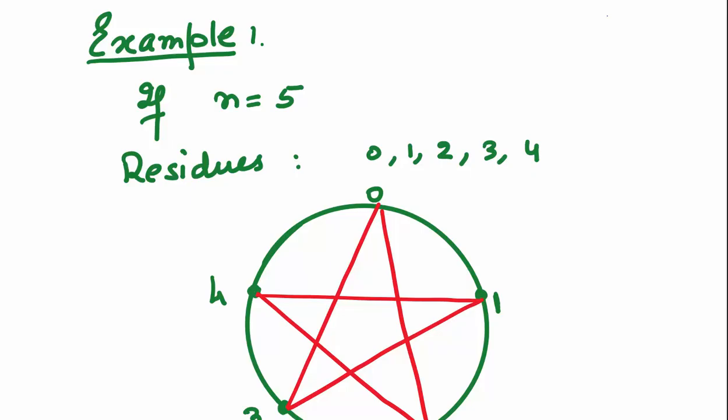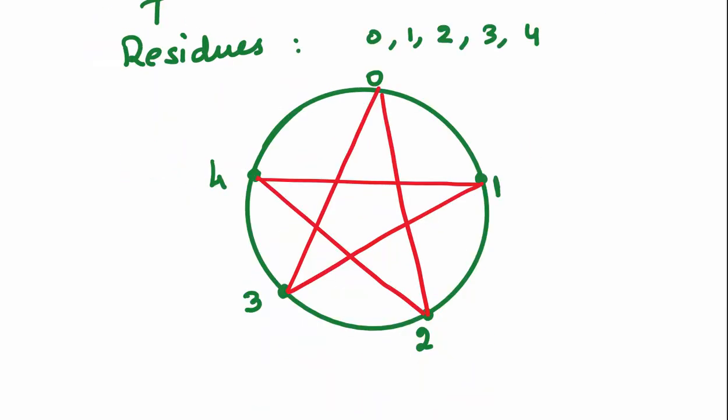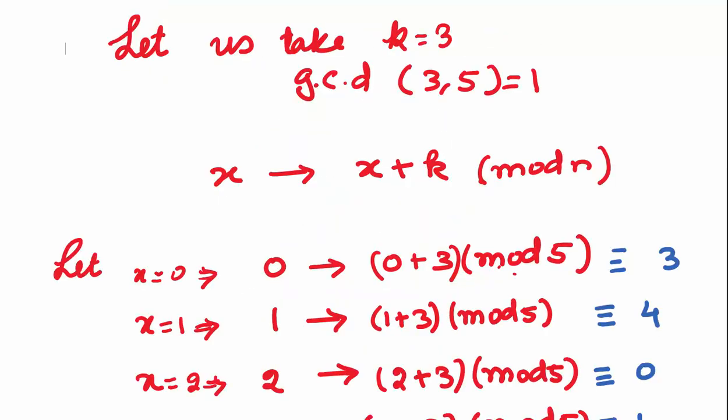Let us take n equal to 5. The residues will be 0, 1, 2, 3, 4. We will first draw a circle and mark the residues 0, 1, 2, 3, 4 on the circle. Let us take the step length k to be 3. You can see the GCD of 3 and 5 is 1. Now all the points x will be joined to the least residue x plus k modulus n.